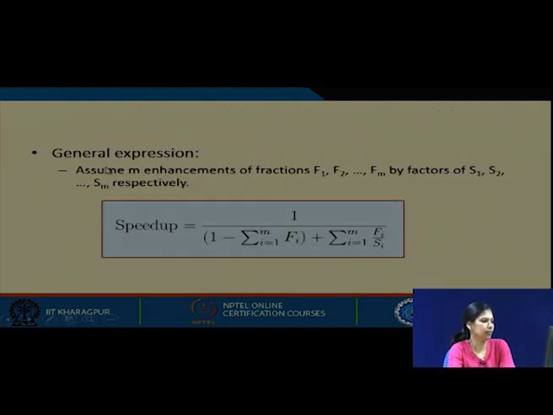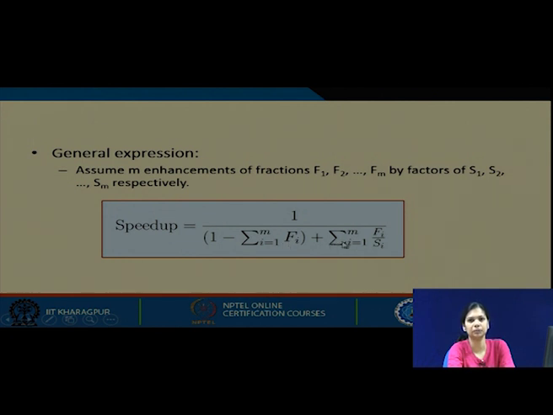Now, this is the general expression of what we have just said. We assume m enhancements of fractions F1, F2 up to Fm by factors of S1, S2, up to Sm respectively. In that case, what will happen? The overall speedup will be 1 divided by 1 minus the summation of all these Fi.